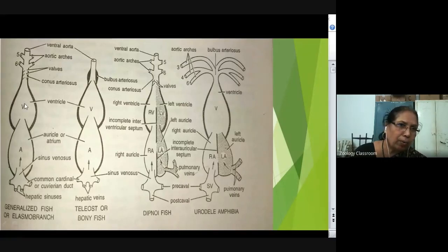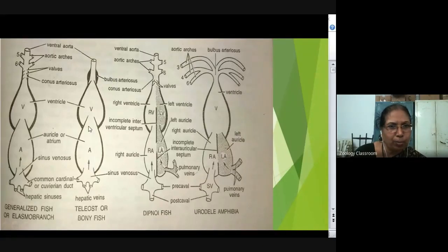Then this ventricle opens into the conus. It also consists of a semilunar valve, and this joins to the ventral aorta on the upper side. So this is found in the dogfish. Then in the bony fish, it is also similar. Only the conus arteriosus is muscular, and it is called the bulbus arteriosus.